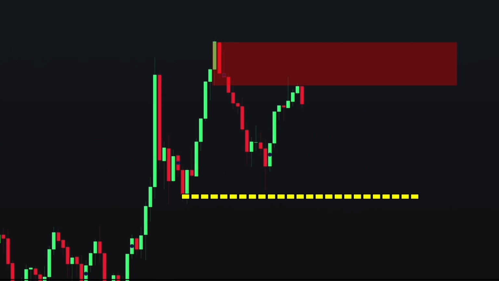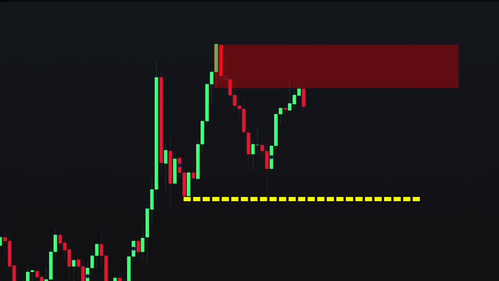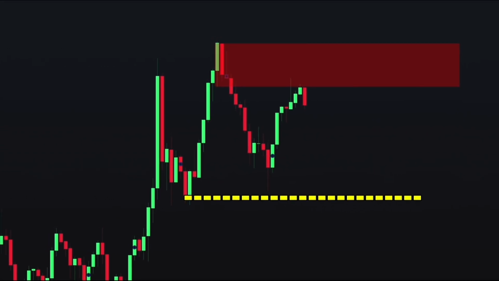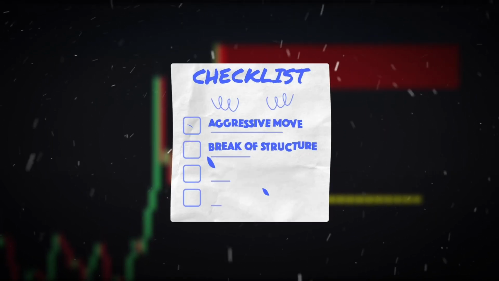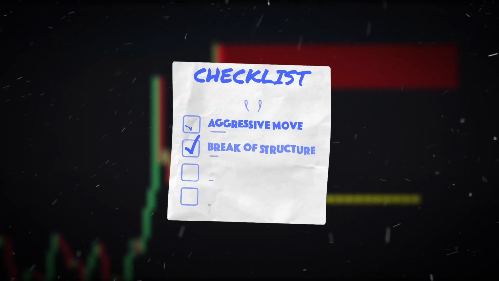Conversely, in this example, we again have an aggressive downwards move, but this time it does not break the structure, so this zone is not valid, and we would not trade off of it. In other words, it needs to have both an aggressive move and a break of structure to be a valid zone.